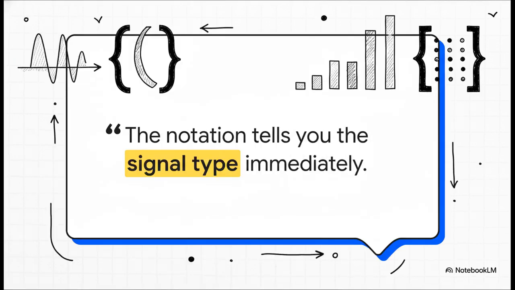And this brings me to the most important rule I want you to learn today. You never, ever have to guess what kind of signal you're looking at. It's not a mystery. The notation tells you the answer right away. That's it. It's an incredibly powerful shortcut.